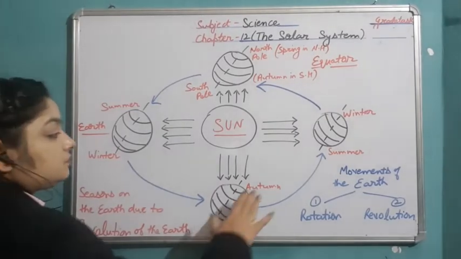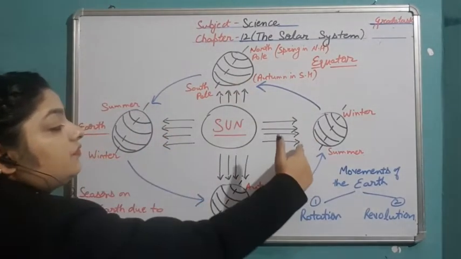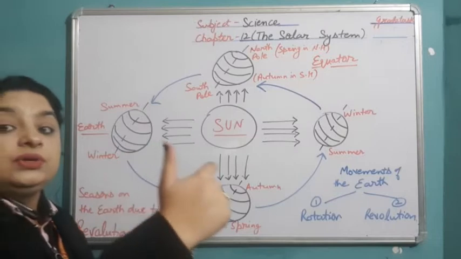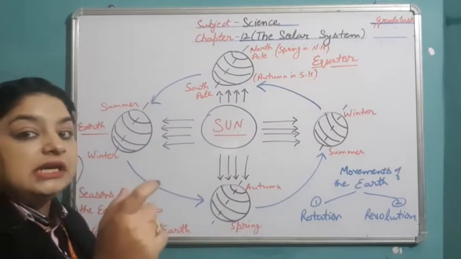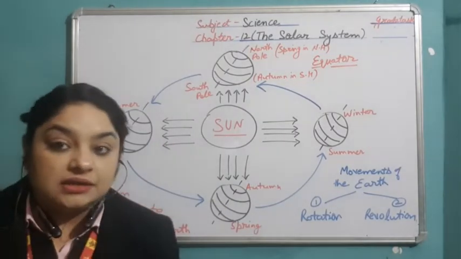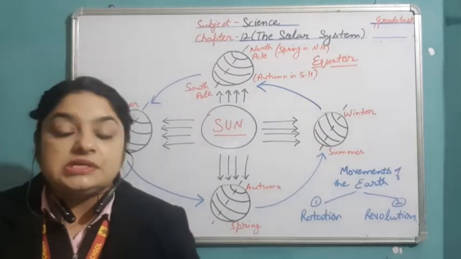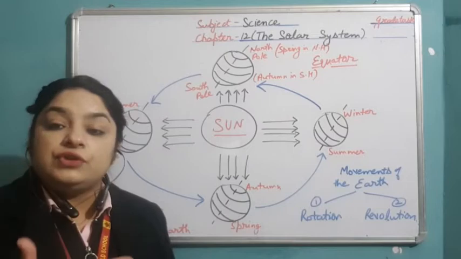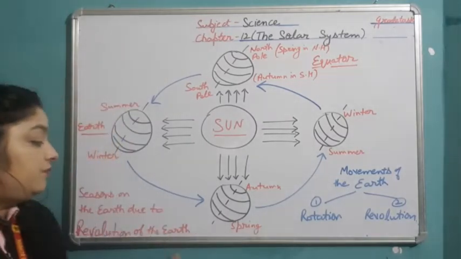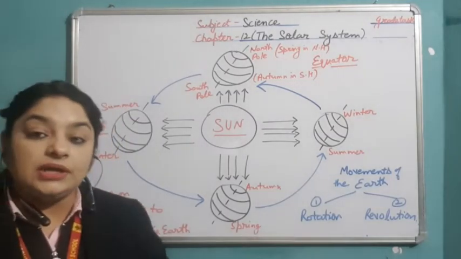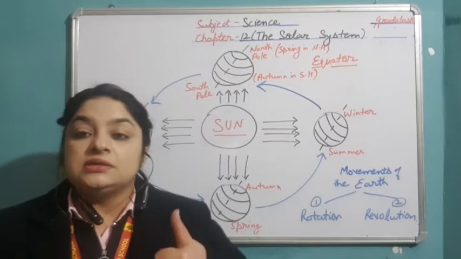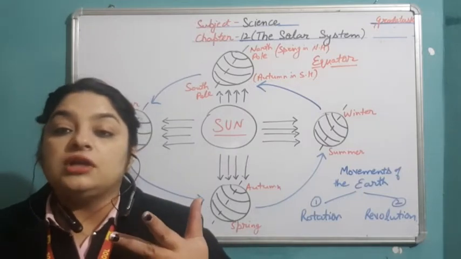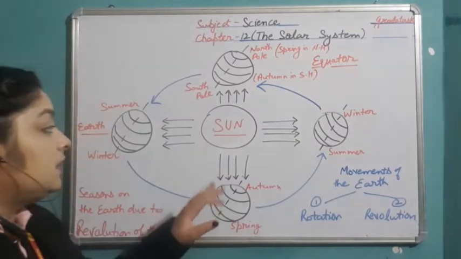Now, due to the revolution of the earth and due to the tilt of the earth, which is tilted at a 23.5 degree angle, due to these two reasons. Which two reasons? Due to the tilt of the earth and second, due to the revolution of the earth, we have 4 different seasons. Now what are these 4 different seasons? Summer, winter, autumn and spring.